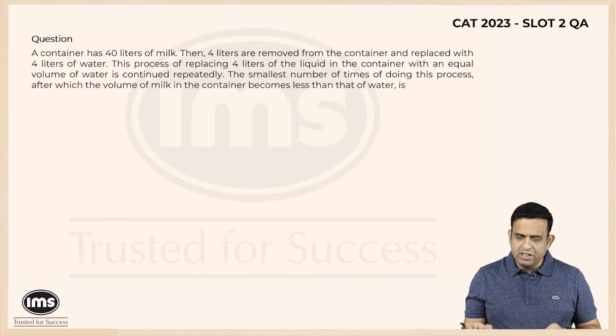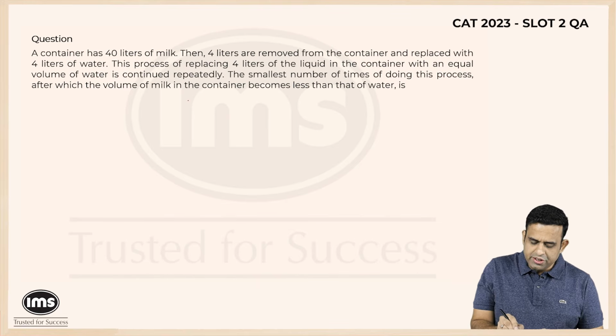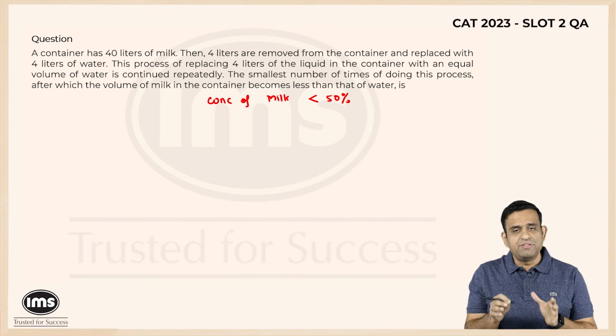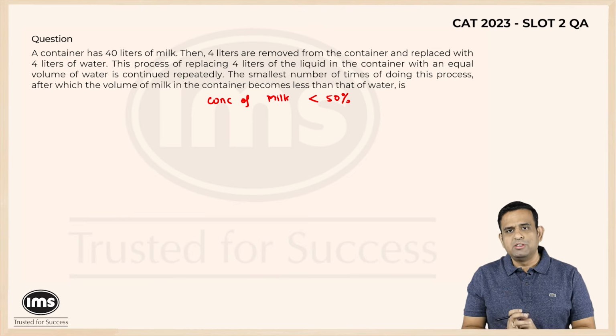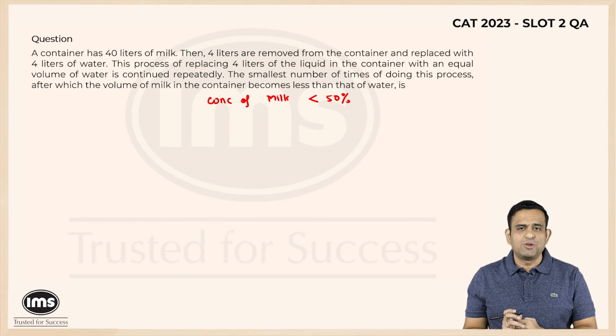In other words, basically I want a situation where the concentration of the milk becomes less than 50%. Because if I have 50% milk and 50% water, then milk is equal to water. But the moment the concentration of the milk becomes less than 50%, you have more water than milk.